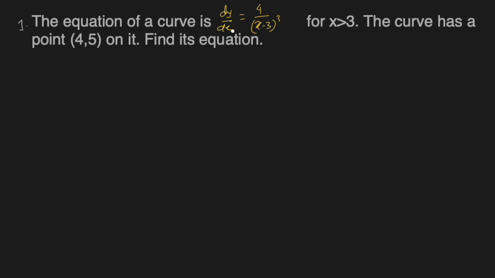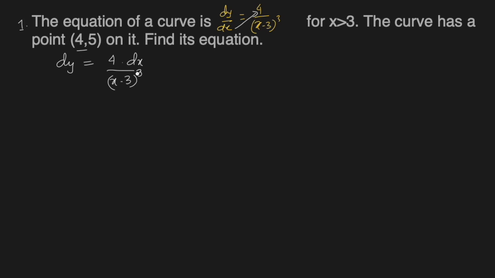The equation of a curve is this: for x greater than 3, the curve has the point (4, 5) on it. Find its equation. So whenever we have such a situation, it's a differential equation kind of situation. So what we can do, we can separate dy and dx. dx multiplies with 4, cross multiplication. So 4 dx divided by (x minus 3) cubed.